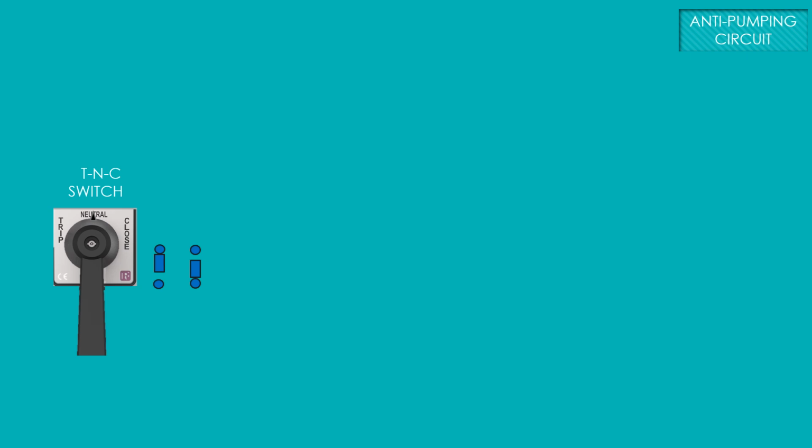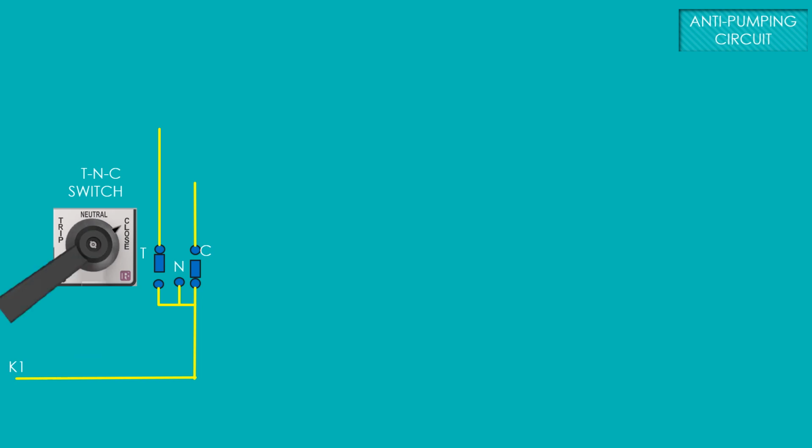Please watch the video carefully. This is the TNC switch, tip neutral close switch. A closing command is given to close the circuit breaker. The closing pulse is generated in this direction. Now the closing pulse is withdrawn by shifting the switch to the neutral position.